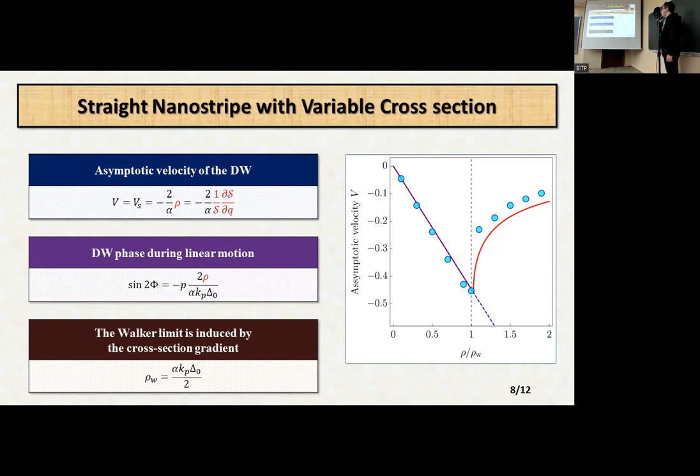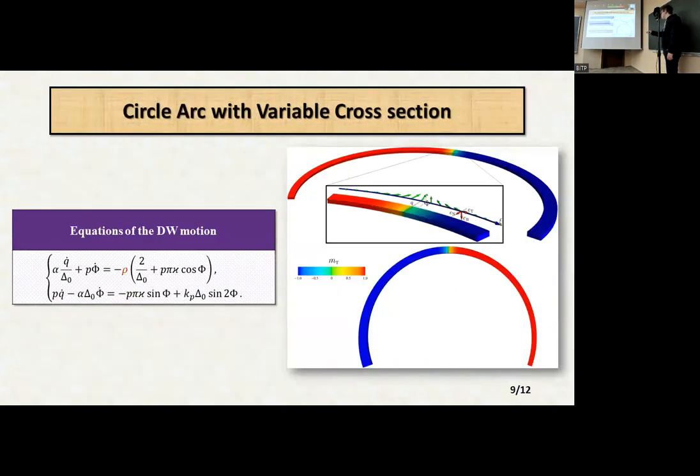However, the gradient of the cross-sectional area also induces the Walker limit, which means that if the gradient of the cross-sectional area is sufficiently large, then the maximum velocity drops sharply and the asymptotic formula stops being valid. We have confirmed our analytical predictions with full-scale micromagnetic simulations shown as symbols.